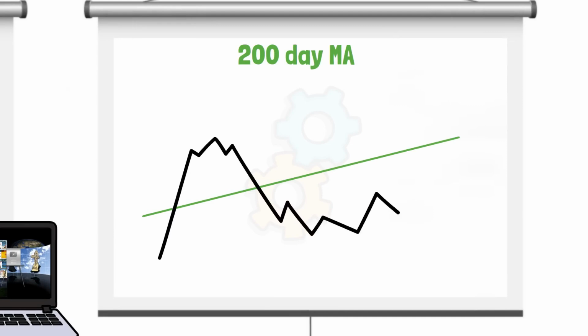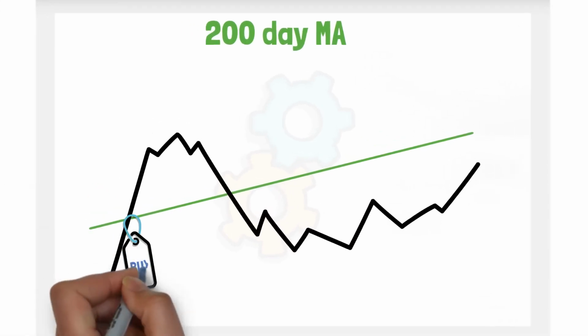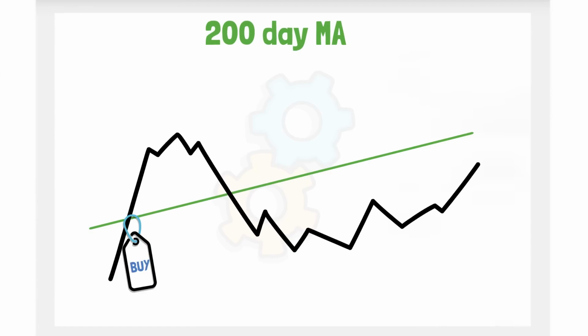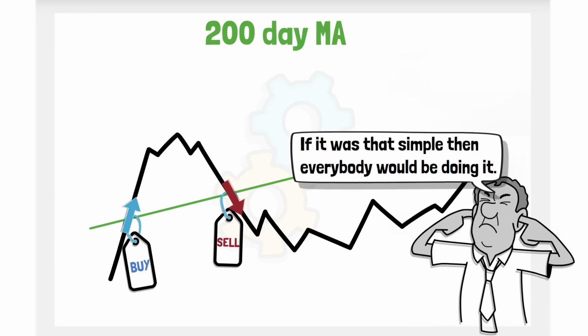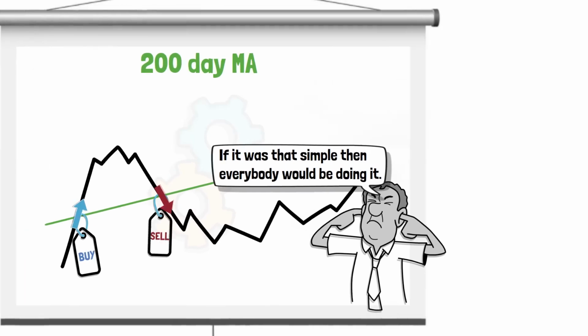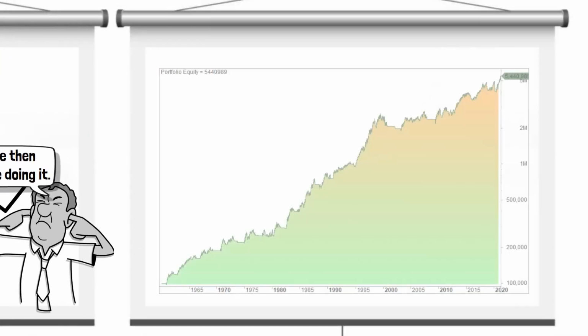The rule is simple. Buy the S&P 500 index when price crosses above the 200-day moving average, and sell the position when price crosses back down below the 200-day moving average. Its simplicity falls into the category of "if it was that simple, then everybody would be doing it," which is precisely why many dismiss the idea. The results, however, are undeniable.